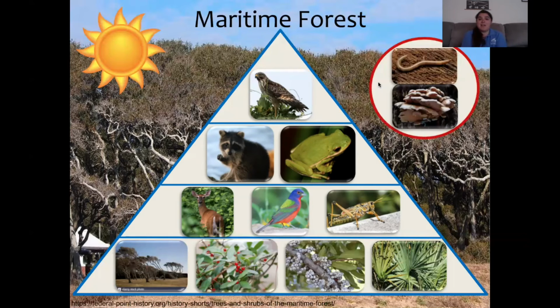And lastly, we have our decomposers, which are our earthworm and mushrooms here. So remember, decomposers are breaking down dead things to get their energy and then putting that energy back into the soil so that our producers can take that energy back up and pass it through the rest of the food web. Okay, so that is our maritime forest food web, biotic and abiotic factors.